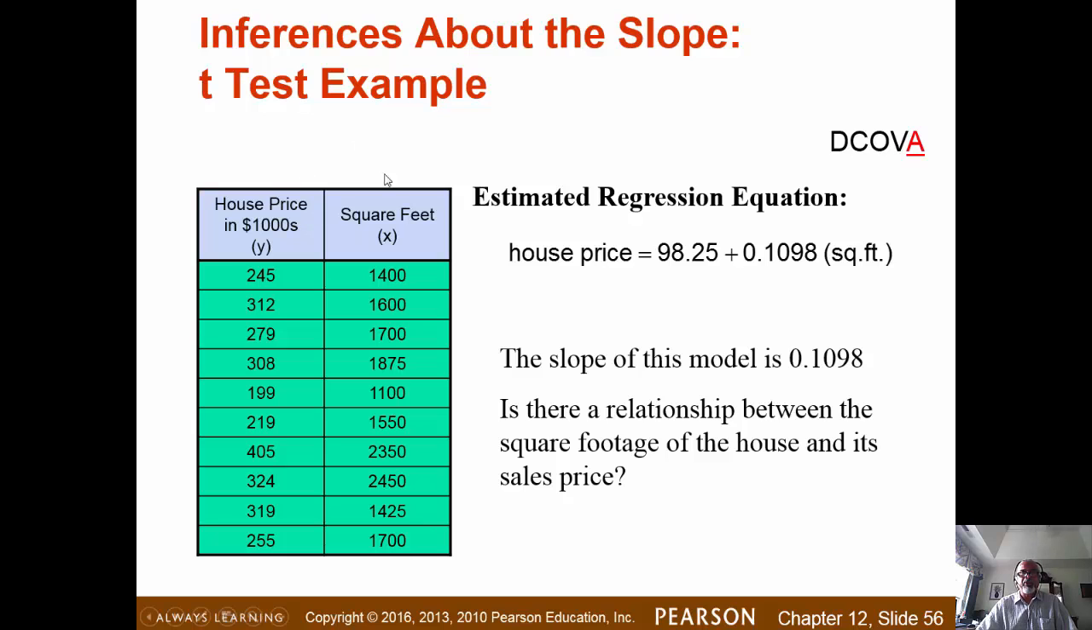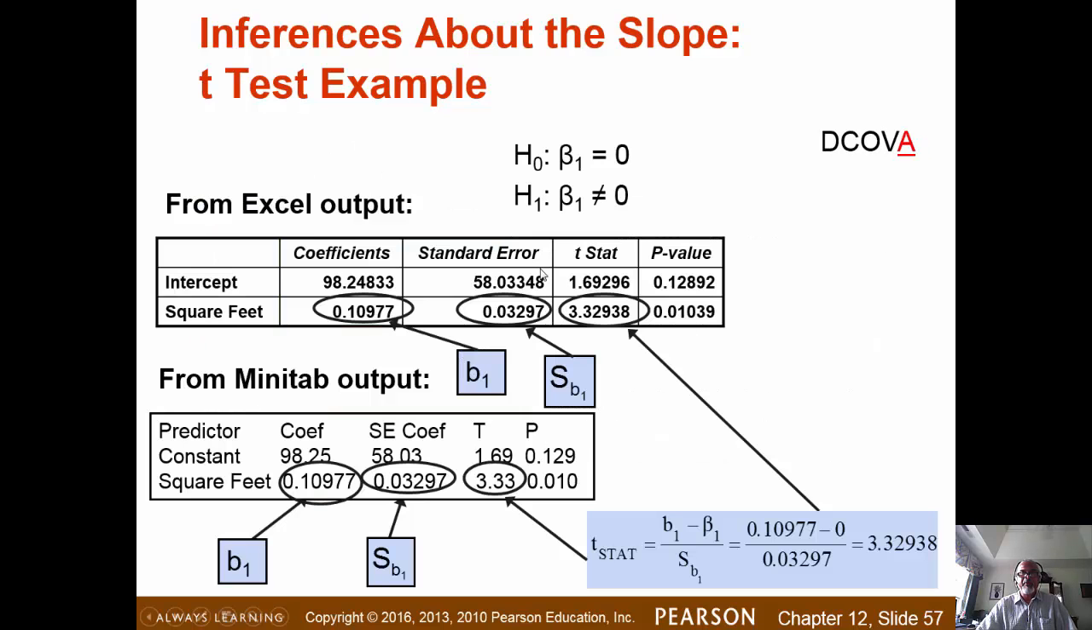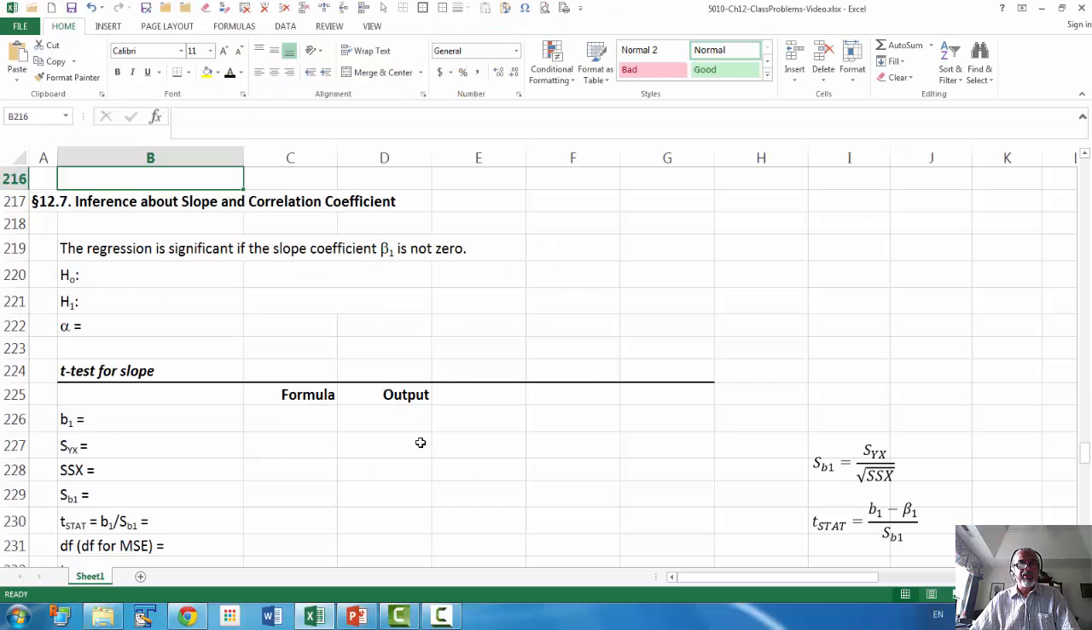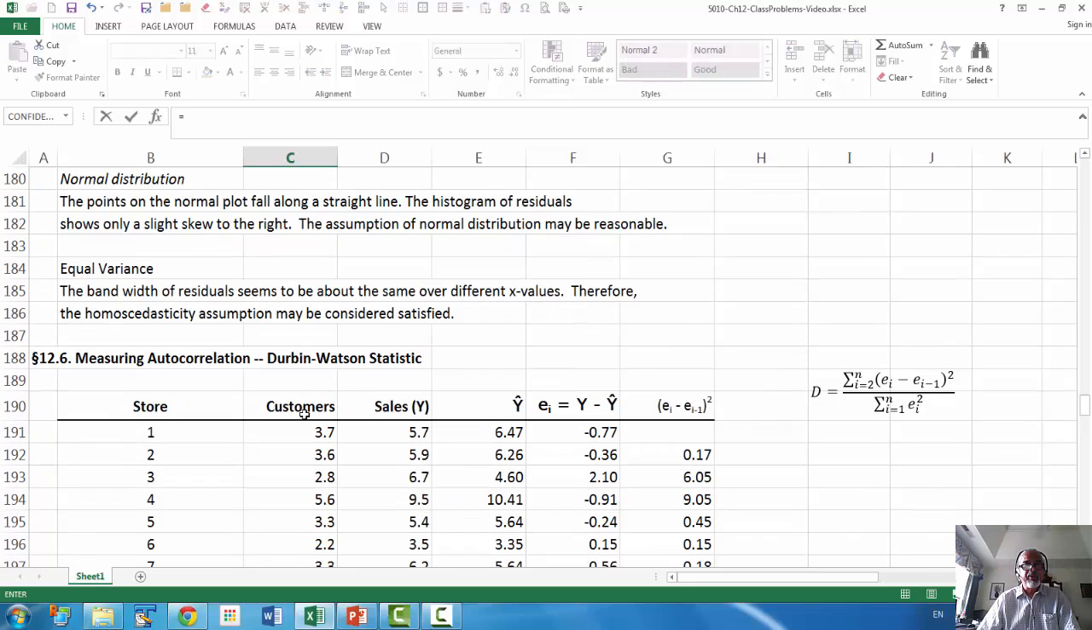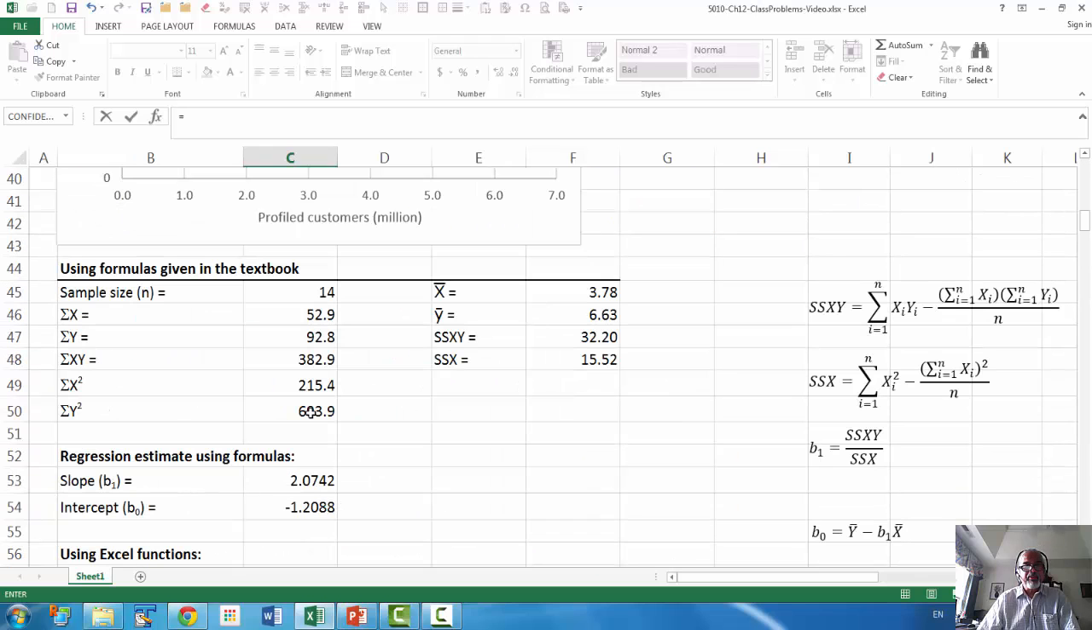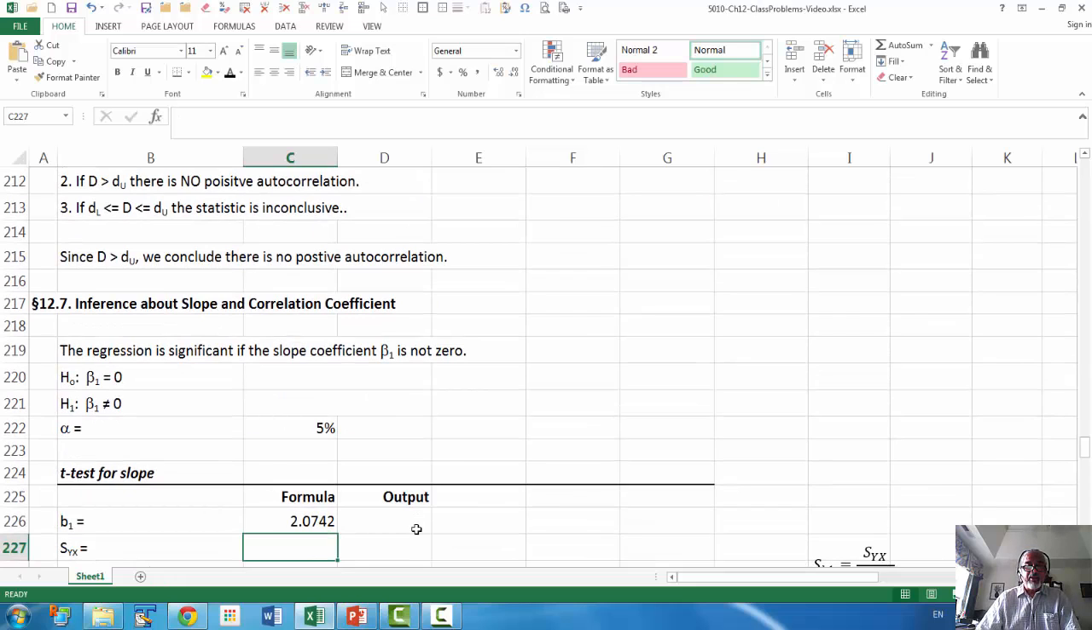So here is an example in your PowerPoint file: b sub 1 minus beta sub 1 divided by S sub b sub 1. But let's look at a numerical example in Excel now. The test that we want to do has the null hypothesis beta sub 1 is 0. The alternative is beta sub 1 is not 0. Let's say alpha is 5%. So we have b sub 1, which we calculated at the top. B sub 1 is right there. Now, standard error of y given x.